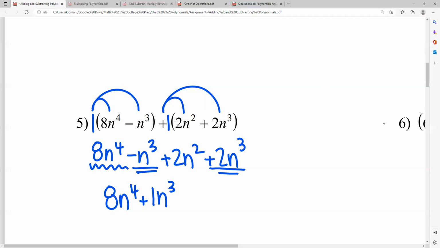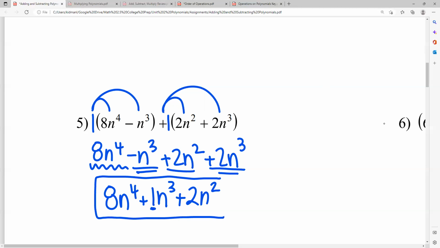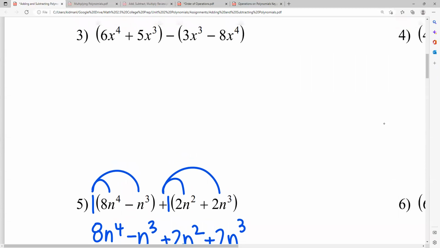Now, you don't have to write this one here, but you totally can. Not right, not wrong, just a way that you can do it. Then we've got one term with an n squared, and it's a 2n squared. So we end up getting 8n to the 4th plus 1n to the 3rd plus 2n squared. So you can kind of see how this works here, where we're throwing in that number in front.